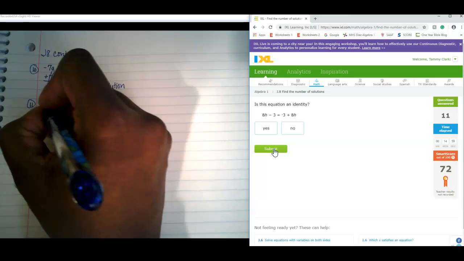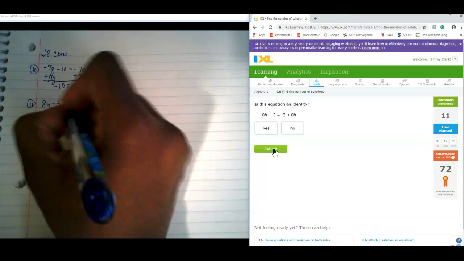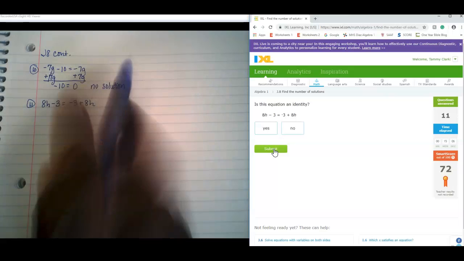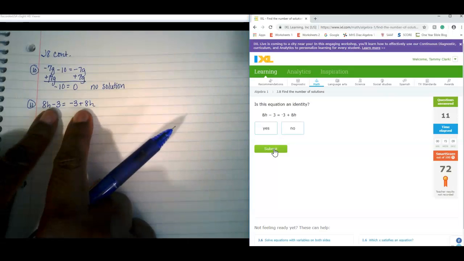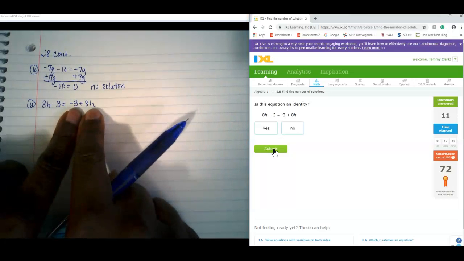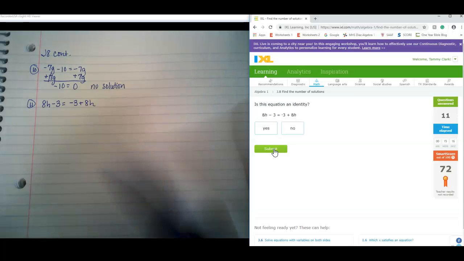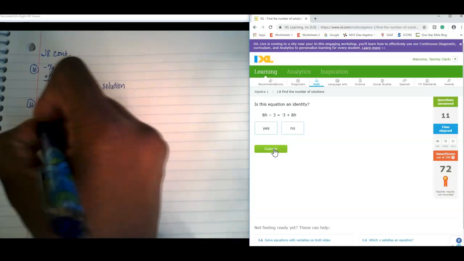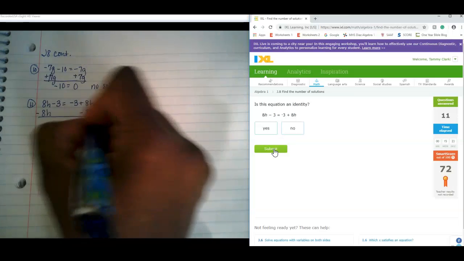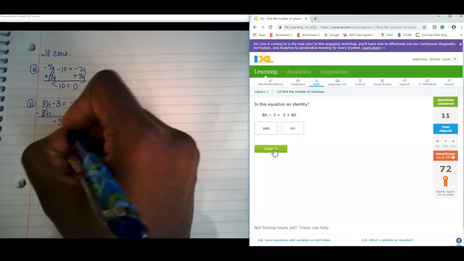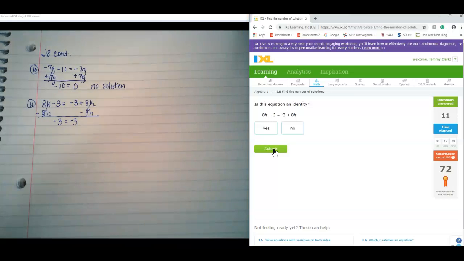Number 11. We have 8h minus 3 equals negative 3 plus 8h. So if you look at this, notice that these are exactly the same. 8h minus 3, I could change this around to 8h minus 3. So we'll go ahead and test it though. We're going to subtract 8h from both sides of the equation. And I'm left with negative 3 equals negative 3. Well, they're the same. So yes, this would be an identity.